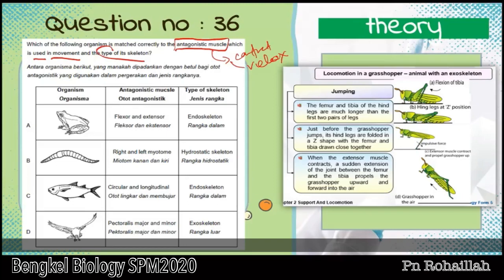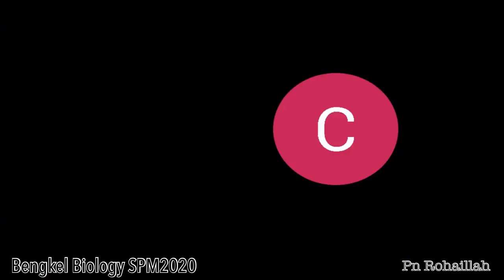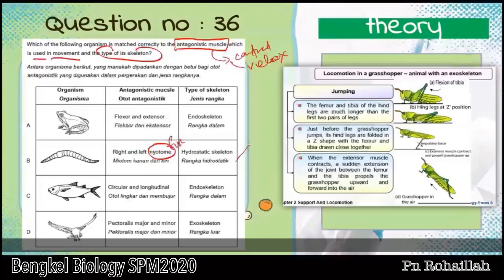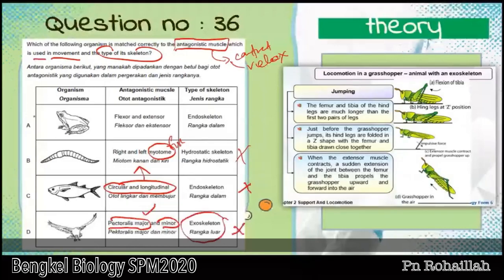So, meioterm. Meioterm is in the fish. So, salah lah. Circular and longitudinal is for the worm. So, salah. Pectoral major and also pectoral minor, betul. But the type of skeleton, is it exoskeleton? No, salah. So the answer is A.